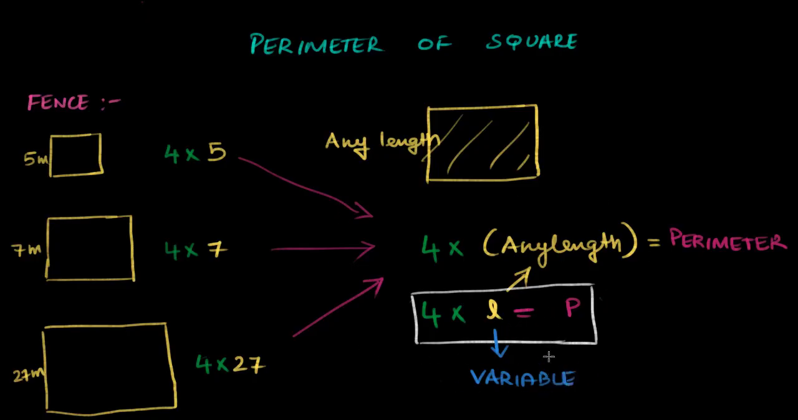And what does this variable really stand for? Just any length. L here just stands for a square's length, which can be any length. This still works. And P stands for the perimeter of that square. Now I want you to try and do the same thing for a rectangular field. If the field was a rectangle, can you write what the perimeter will be in variables?